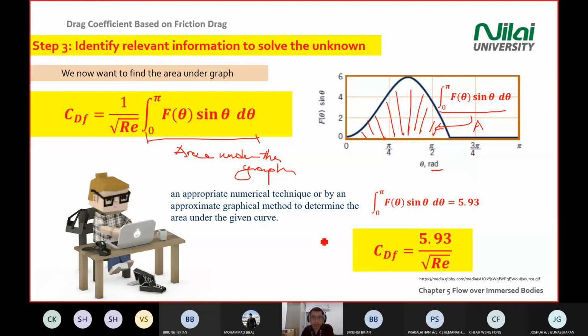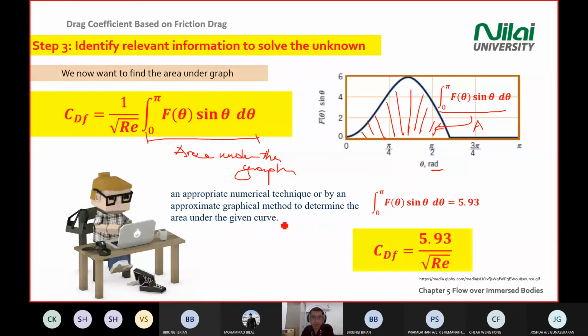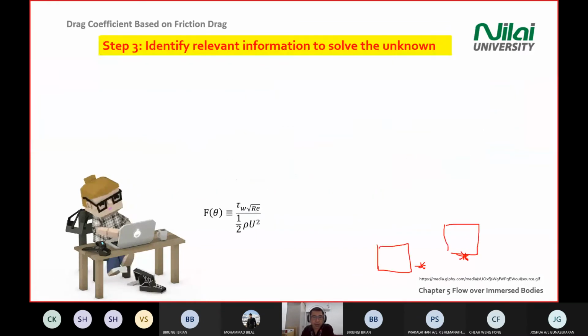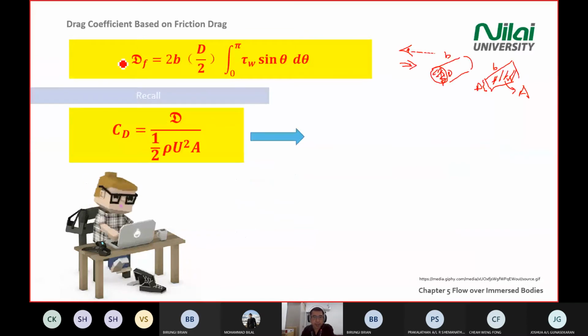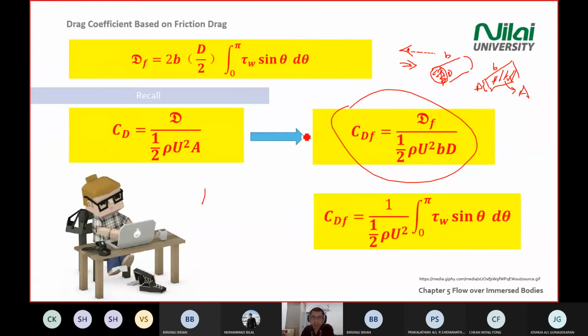Then the question might further ask you to calculate the drag force, the friction drag force on the surface. So you use this equation to calculate the drag on the surface. This one, yeah, you use for drag, because you already calculated this component. The question might further ask what is the friction drag on the surface. So you just rewrite this equation.